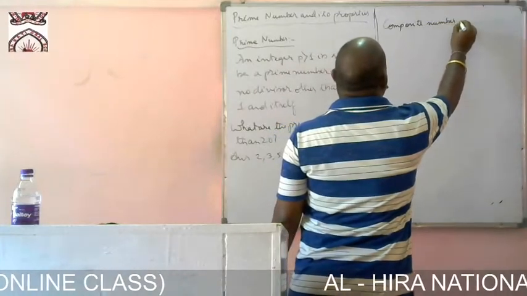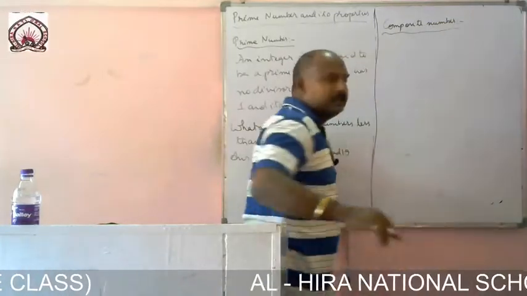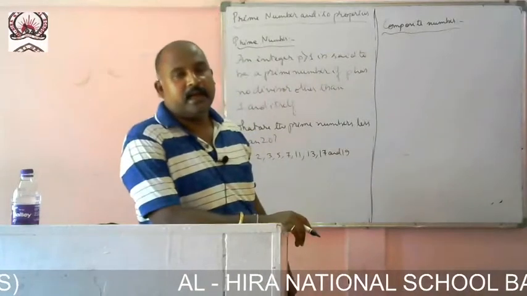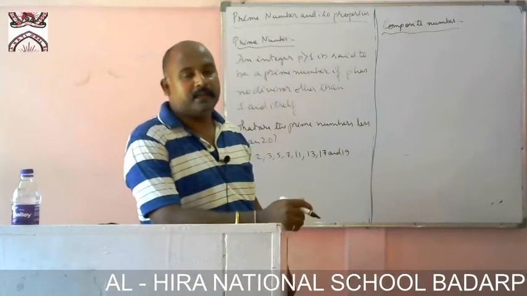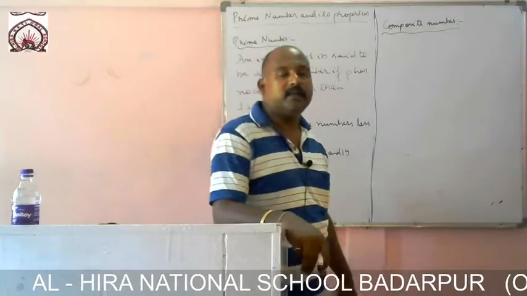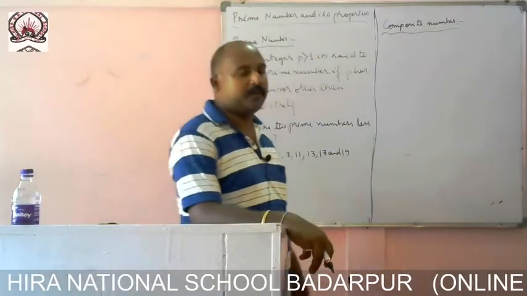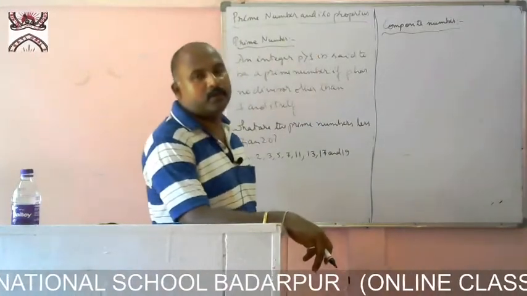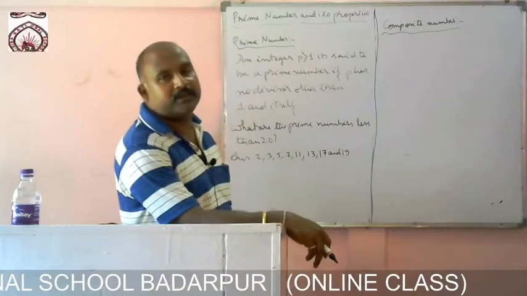Composite numbers will have the divisors 1 and itself, and there may be 2 or more divisors also present. For example, 4. So 4 is a composite number.